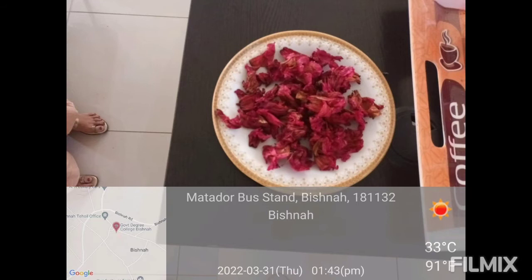Next, the tree is Catunaregam spinosa, mountain pomegranate. In Dogri, we call this tree rada. The fruits are used as detergent in washing clothes, but also as emetic nut. In Hindi, it is called madana.